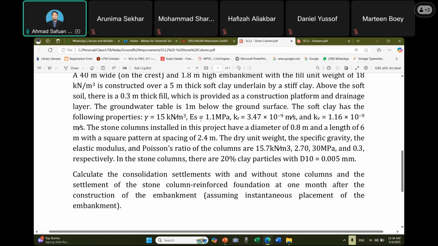The second question is to determine the consolidation settlement with and without stone column, and to estimate how much settlement there is at 1 month after the construction of the embankment. So first we need to calculate the settlement. Second, we need to know how much settlement happened after 1 month.